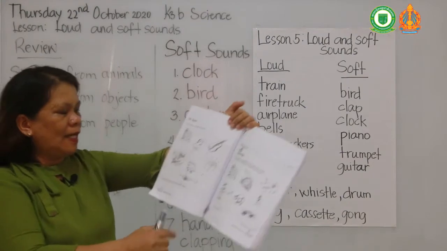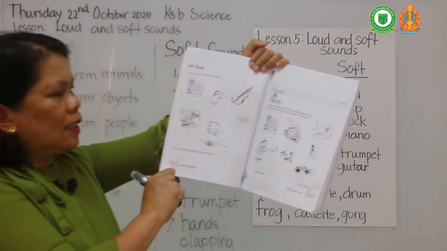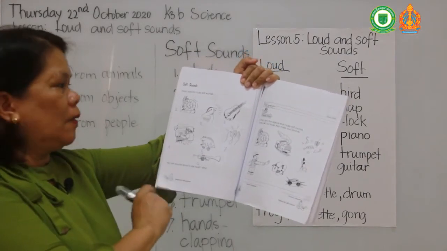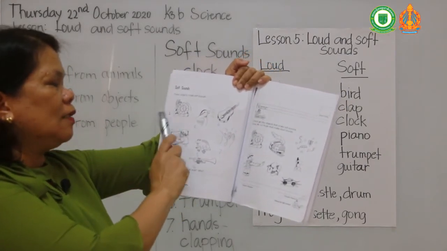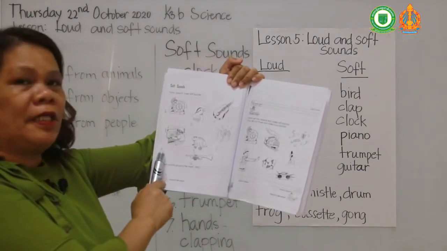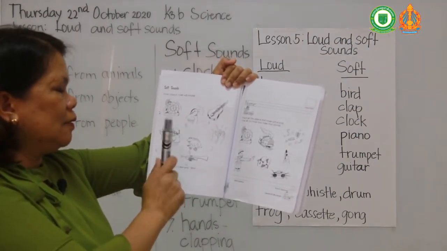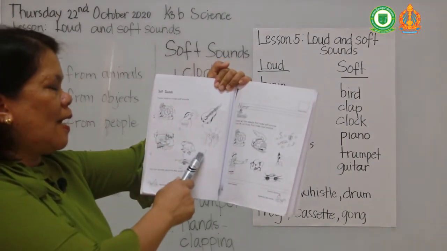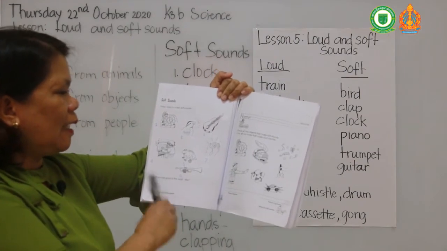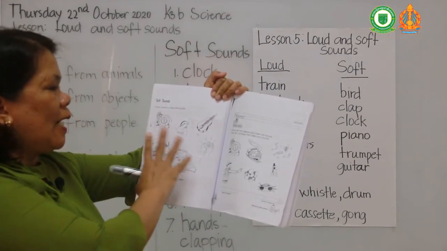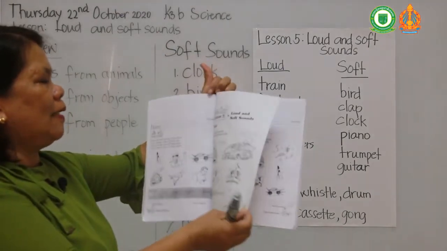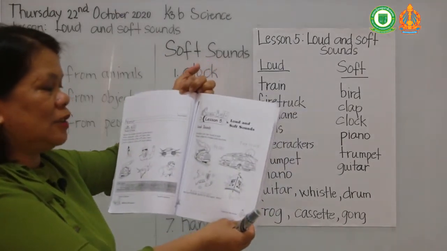Again, I wrote the numbers in your book, so just copy the names from the board. Again, this is a clock, this is a bird, this is a guitar, this is a piano, this is a frog, this is a trumpet, and hands clapping. So this is your first activity, and after that, you're going to identify the names of objects that make soft sounds and objects that have loud sounds.